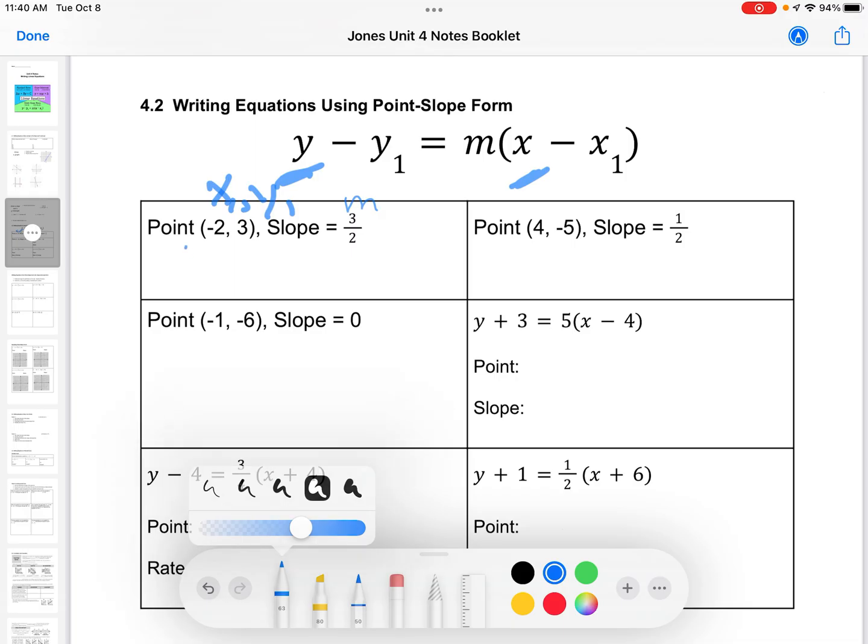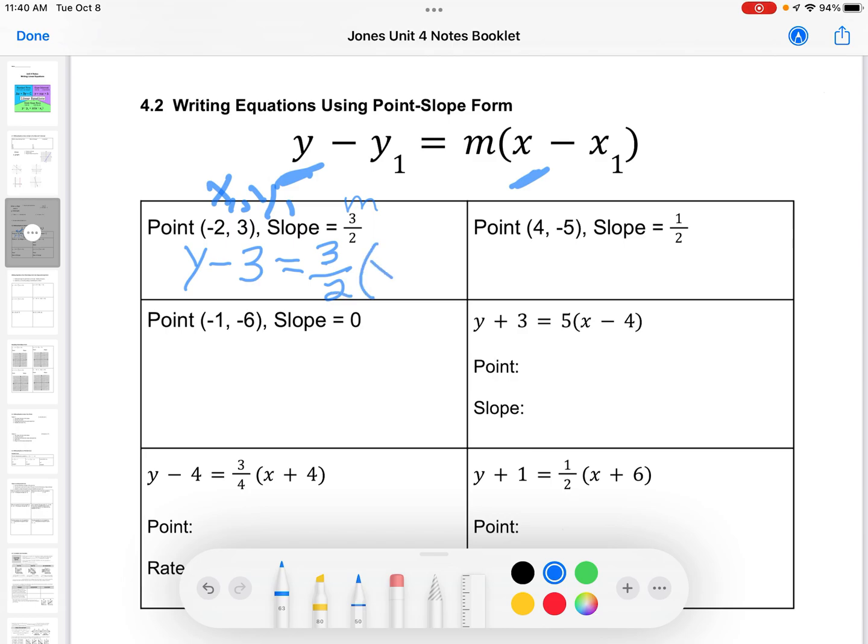So I would have y minus 3, because y minus y1 equals, the m is your slope, 3/2, times x. Now it would be minus -2. Minus negative becomes a positive. So if you write minus negative when you're working with your equation, it's going to be confusing. I would rather you write minus negative as a plus.